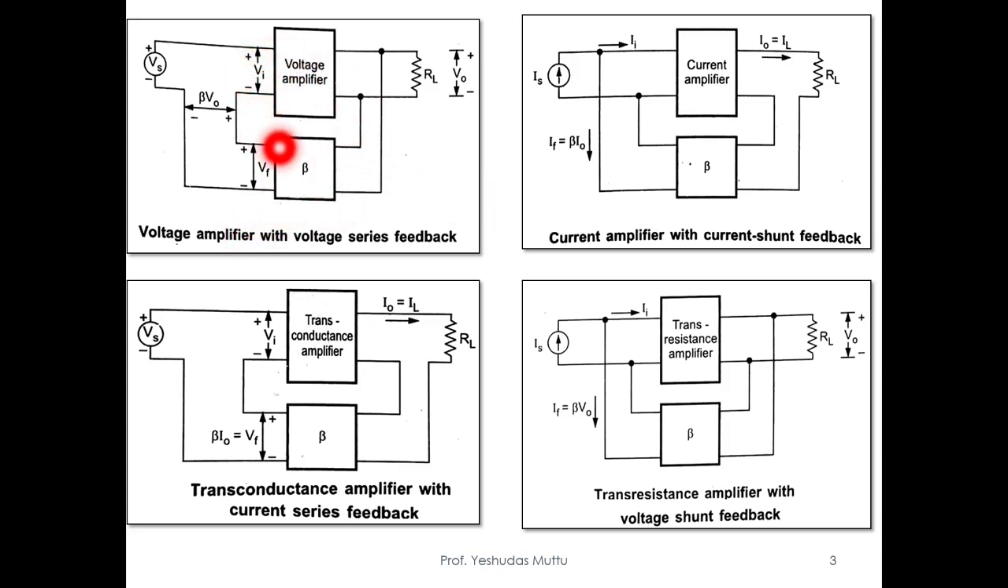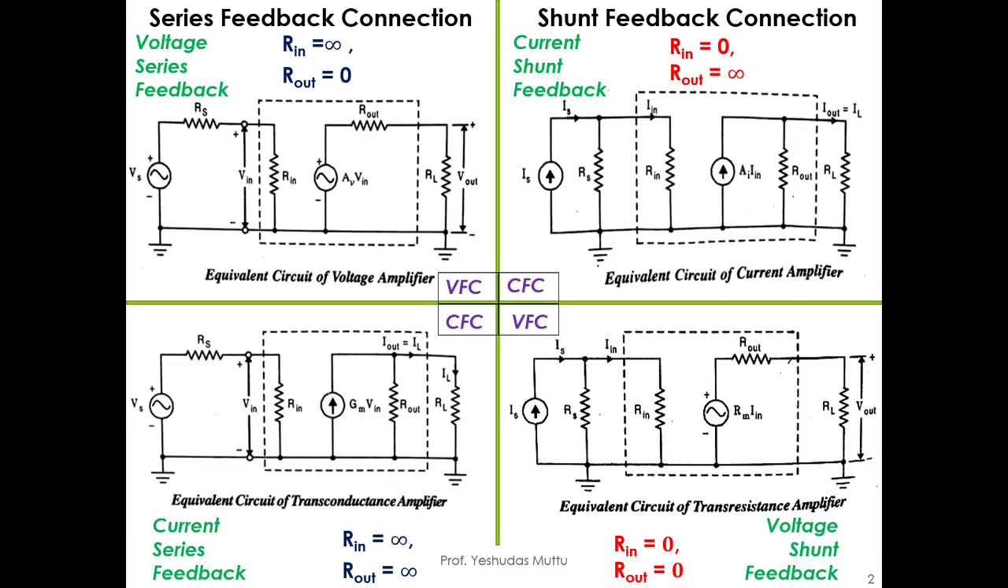Now say for example I have a voltage amplifier over here. Then which was the feedback configuration? Voltage series feedback configuration. So along with the voltage amplifier, I'm going to use voltage series feedback if I want to introduce feedback for this particular amplifier. Similarly, go to the current amplifier. For current amplifier, current shunt feedback. We had seen this.